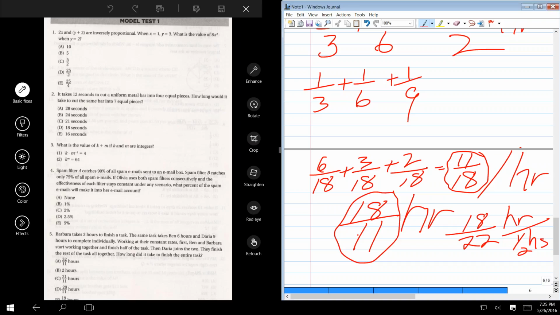Well, now we had 1 hour. How long did it take to finish the entire task? Well, 1 hour plus 9/11 of an hour, which is 11/11 plus 9/11 gives you 20/11, which is answer number D.